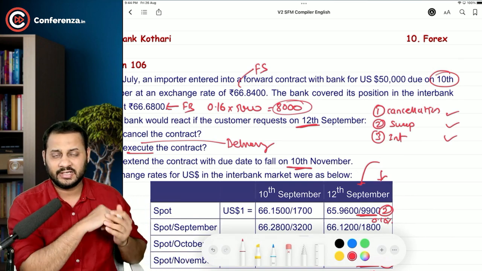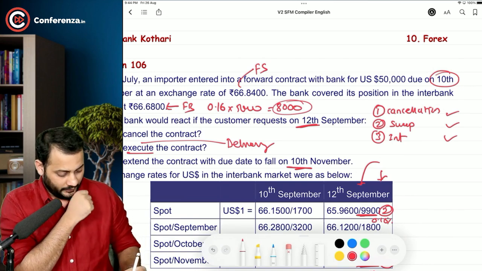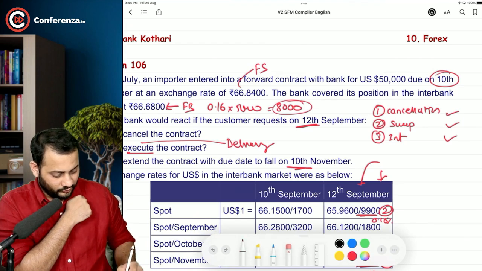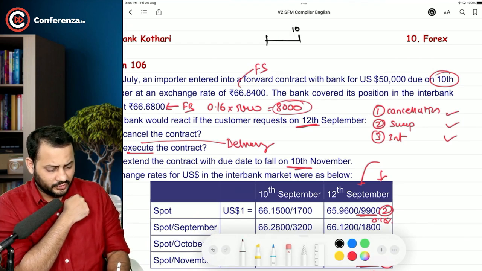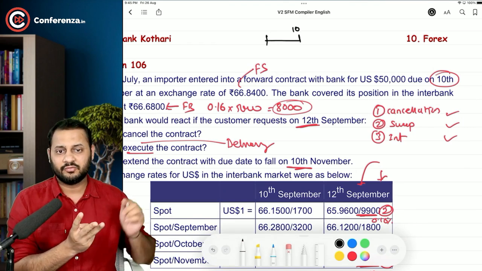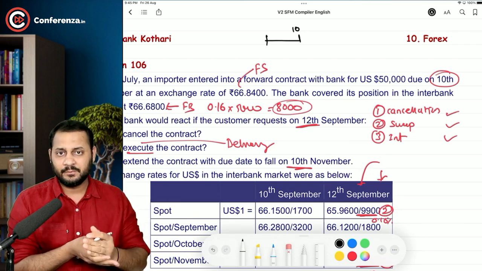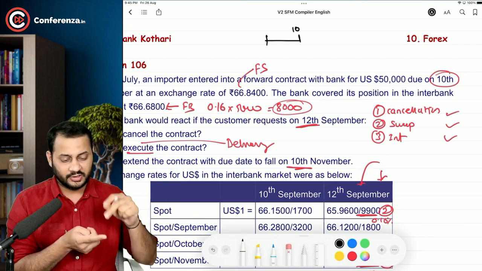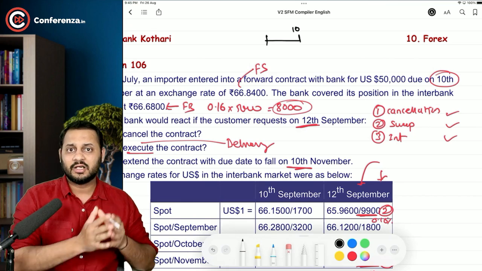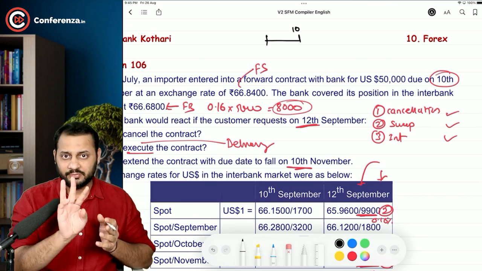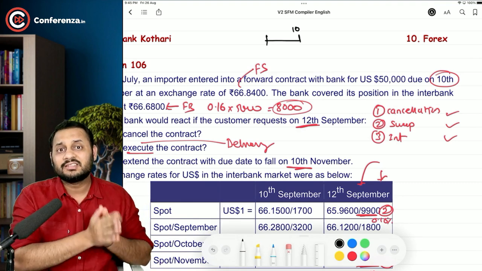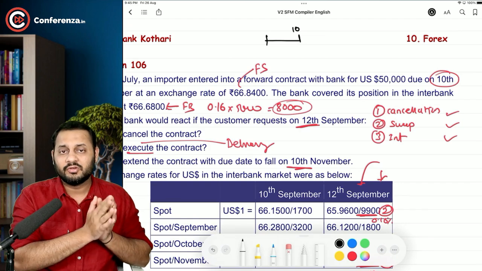First of all, let's take the cancellation. What is the rule for cancellation? You need to be very clear about the rule. After the due date, there are only 3 days grace period for the customer. He can come and cancel the contract on the rate of 11th September, 12th September and 13th September. If he is coming after 3 days, then the 13th September rate will be applicable.